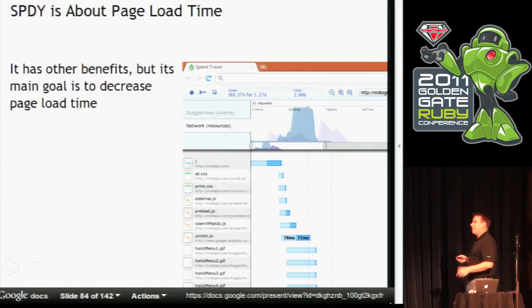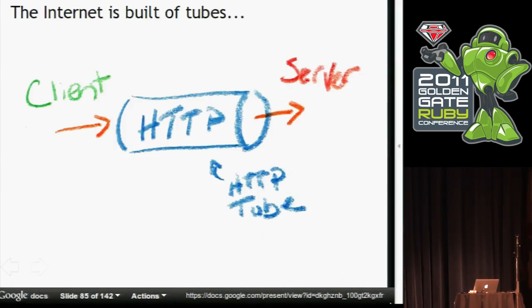And to understand why this is, it helps to understand how the internet is built. I don't know if you guys know this or not, but the internet is built on a series of tubes. What's so bad for that guy? It's a reasonable analogy. It works.